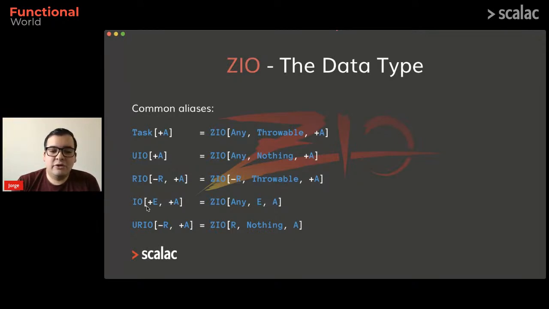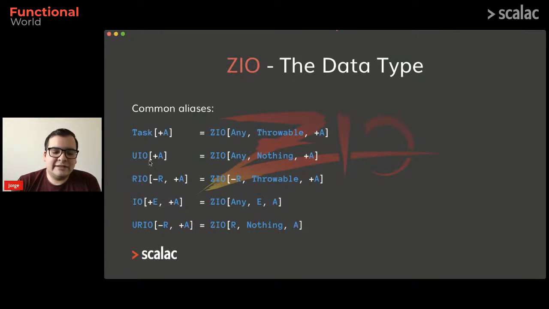Then we have IO, that has just two parameters, E and A. It represents a ZIO effect that doesn't require any environment. It can fail with an error of type E or succeed with a value of type A. And finally, we have URIO. Because we have this U here, it means it cannot fail. Because we have this R here, it means it requires an environment of type R, and it can succeed with a value of type A.